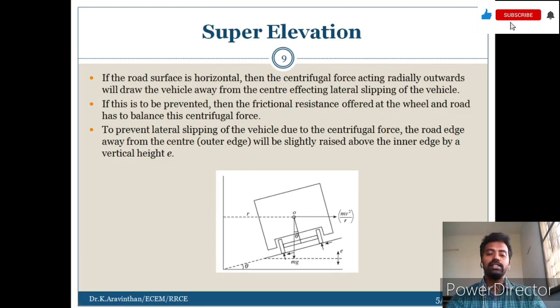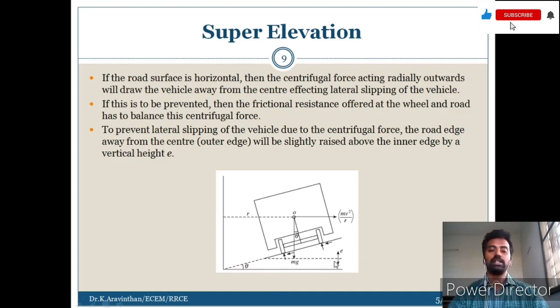So why is this angle provided for all moving objects? Because if any object is moving in a curved path, then there will be a centrifugal force which can make the object topple. So in order to reduce and counteract the centrifugal force, you are providing a raised road. The road will not be flat when you are driving in a curved path. It will have some inclination, and this inclination is known as the super elevation.